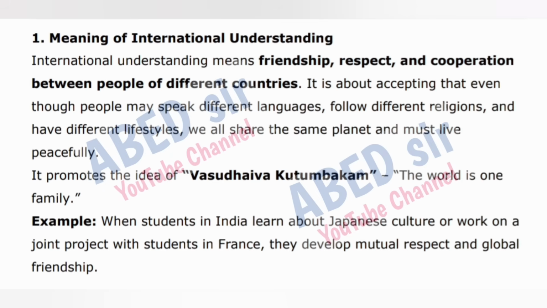International understanding means friendship, respect, and cooperation between people of different countries. It is about accepting that even though people may speak different languages, follow different religions, and have different lifestyles, we all share the same planet and must live peacefully. It promotes the idea of Vasudhaiva Kutumbakam, the world is one family. Example, when students in India learn about Japanese culture or work on a joint project with students in France, they develop mutual respect and global friendship.